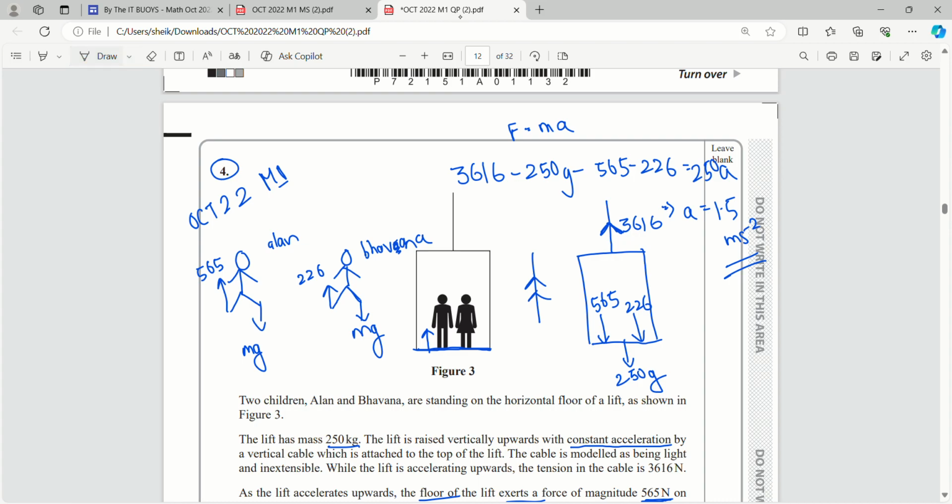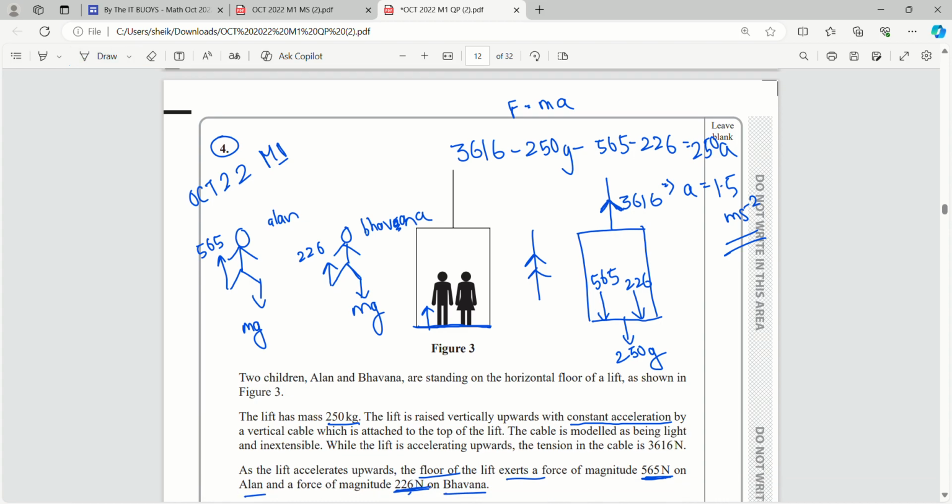So remember, normal reaction forces are exchanged between each other. Otherwise, the objects wouldn't stay on top of each other. Newton's third law will not be obeyed. In order for two objects to stay on top of each other, normal reaction forces are exchanged. That's why normal reaction forces go on both diagrams. Since I'm only considering forces for the lift itself, I will not be considering Alan or Bhavana's mass.